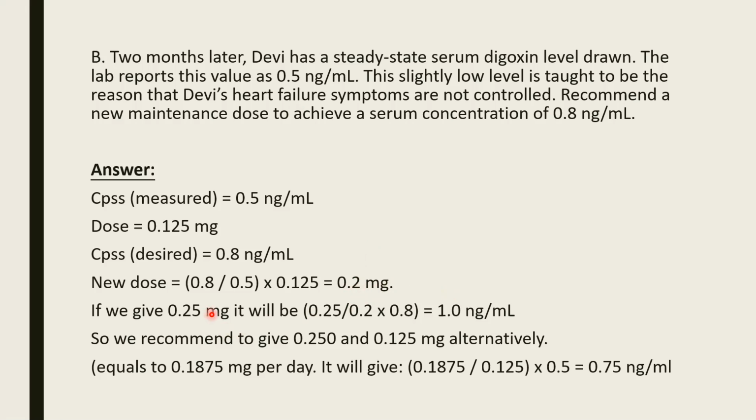So if we give 0.25, the estimation of the concentration will be 1. If you are happy with 1, that's fine, you give 0.25. But if you are not happy, so we recommend to give... let me check what is happening.